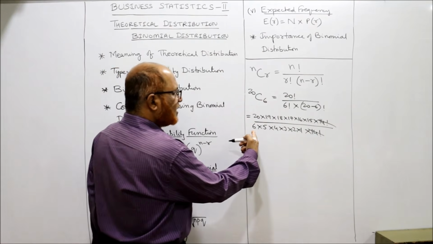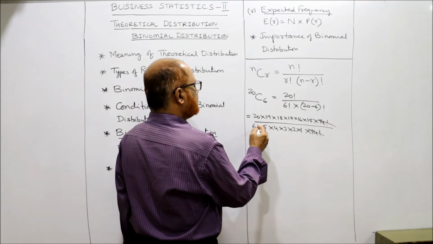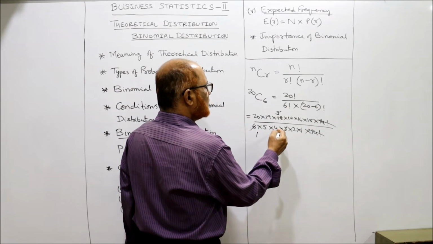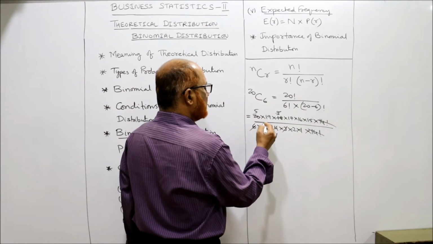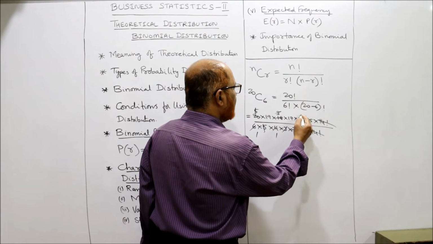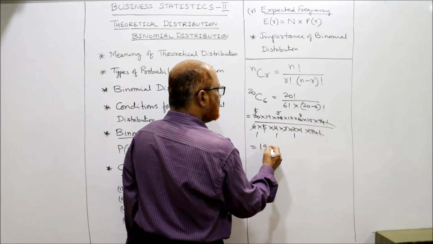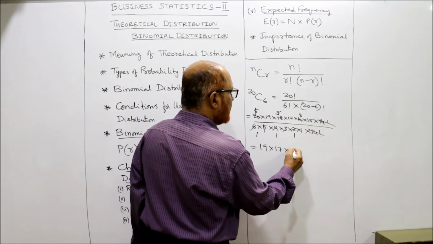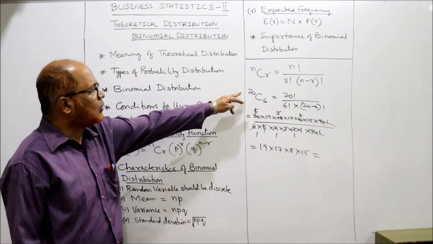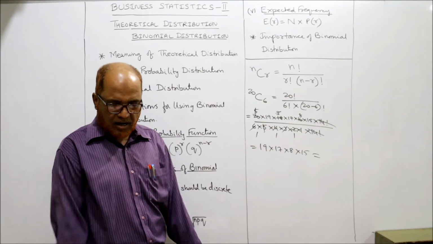Here you can calculate with 6, 5, 3, 2, 1. So easily we can find out: 6 ones are 6, 6 threes are 18. 3 will get cancelled. 4 ones are 4, 4 fives are 20. 5 will get cancelled. Over, 2 is there. 2 ones are 2, 2 eights are 16. That's all. Denominator all 1. So we can take the numerator 19 into 17 into 8 into 15. Now if you multiply this, you will get 20C6. This is the method of calculating NCR.